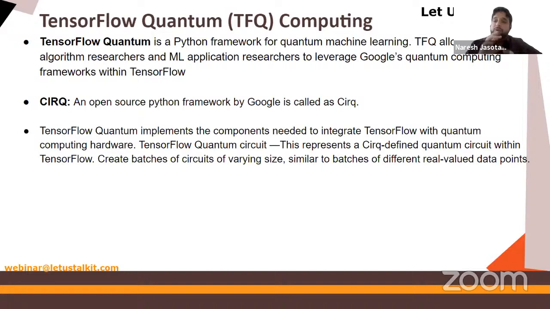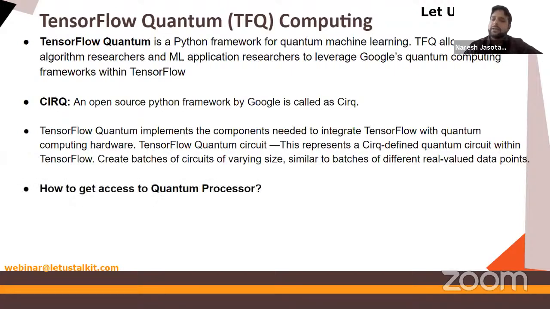Now, TensorFlow Quantum implements the components that are needed to integrate TensorFlow and quantum computing together. So this package, along with Cirq, brings quantum computing. Imagine the supercomputer and TensorFlow, one of the best ML frameworks, together. Imagine what can be done, or what you can do using this. This is the value which Google brings to you. And again, I'm not just saying it because I'm a Googler. I was using it before even joining Google.